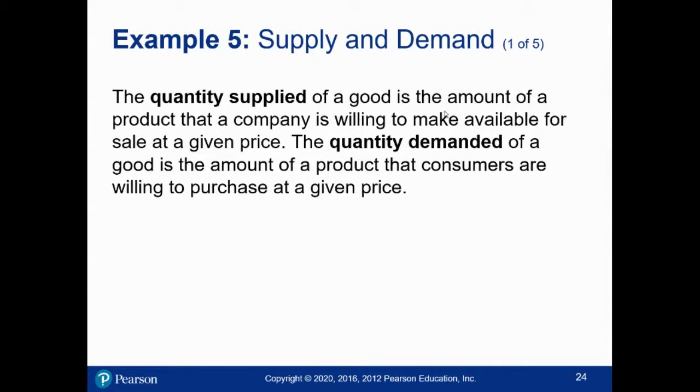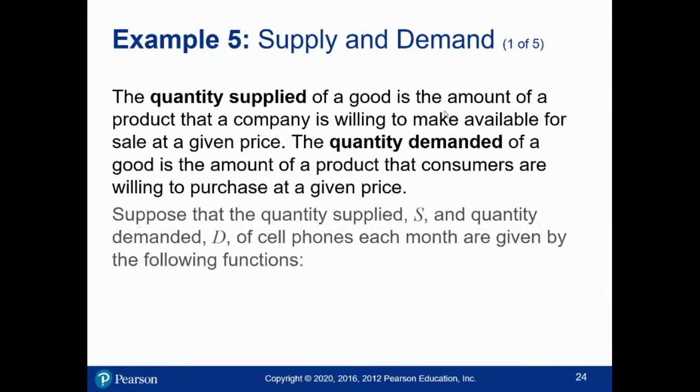Supply and demand. So we have quantity supplied, that's how much a company can produce, and quantity demanded is how much people actually want, given a certain price. So we'll call the supply S and the demand D. So here are just some variable names, supply and demand, of cell phones.